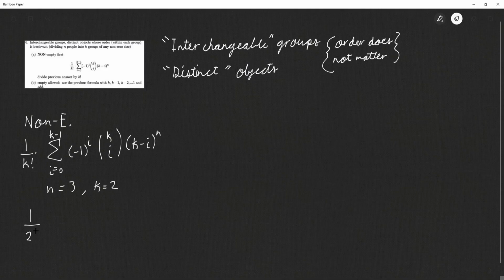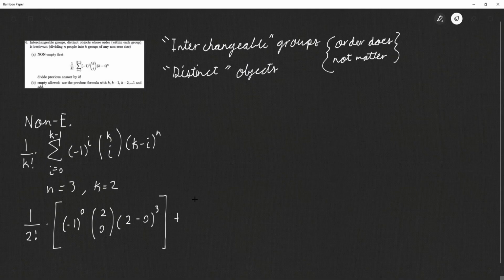So we're going to have 1 over 2 factorial multiplied by the sum as I goes from 0 to k minus 1. So we're going to write it out. We're going to have a large bracket here. We're going to have -1 to the power of I, which is going to be 0, choose 0, multiplied by 2 minus 0, all to the power of 3.